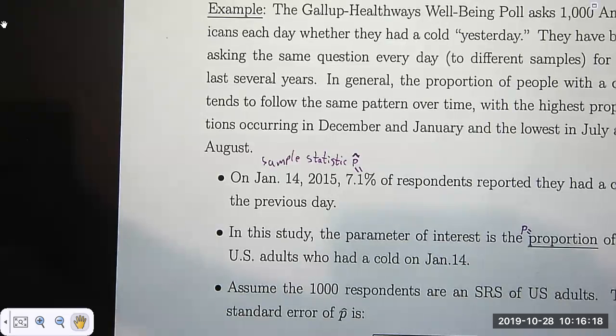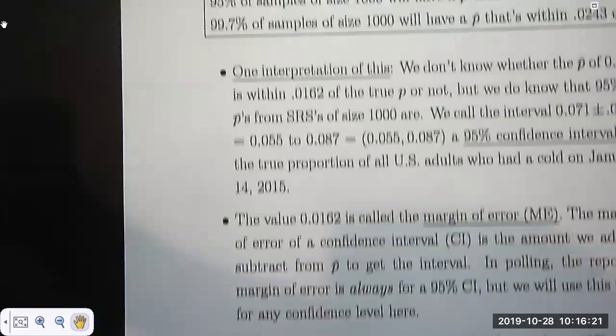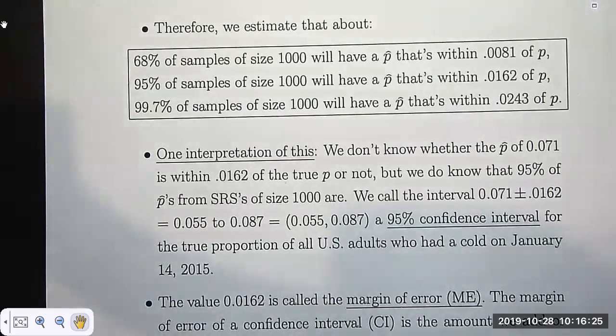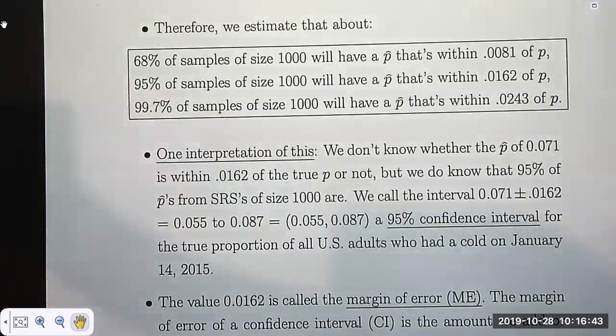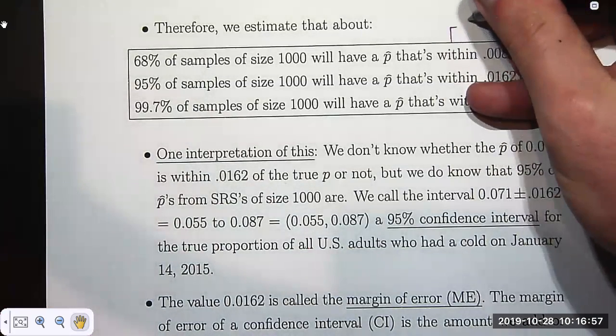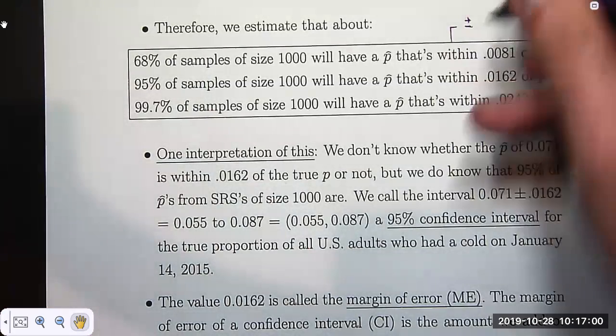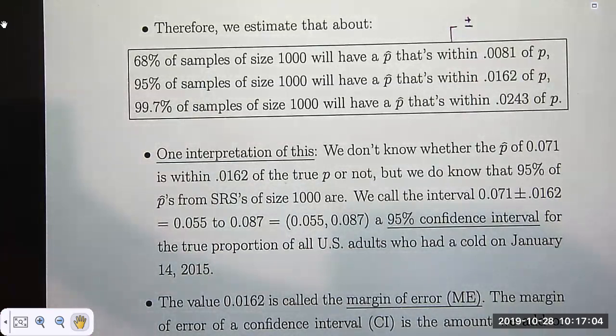And now we use that empirical rule to say something about where all the samples are. So we're trying to capture that p, remember. So right now we know that 68% of the samples of size 1,000 are within 0.0081 of p. So we're pretty close to p, but we don't know plus or minus. It could be either one. So this within, that's where you get a plus or minus from, because you don't know if you go to the right or to the left. All right.